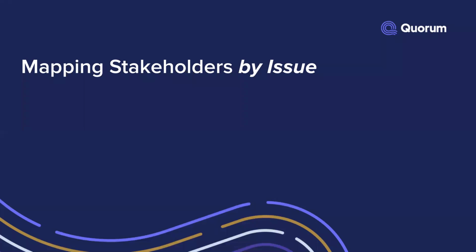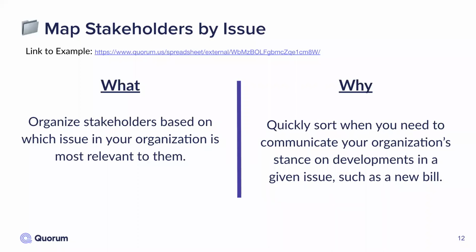So today we're going to be showing some examples using US senators as your stakeholders, but I want to be clear that these practices and systems can be replicated with state, local, international policy members, or just non-government third-party stakeholders like your grasstops advocates. So the first strategy that we're going to cover is mapping stakeholders by issue.